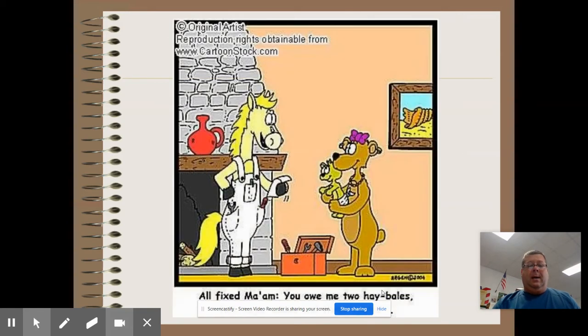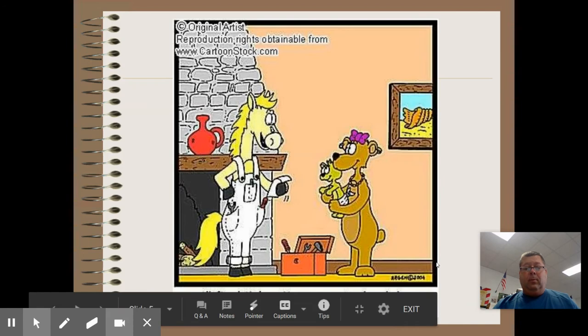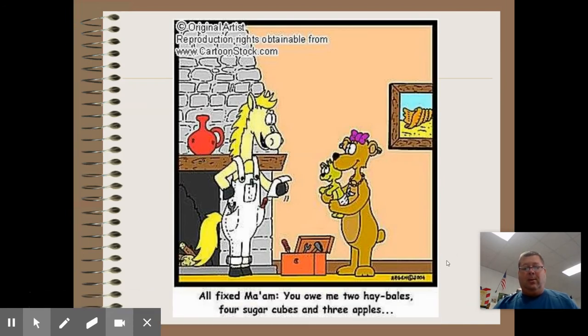Okay. This is just a funny little cartoon. It says, "All fixed, ma'am. You owe me two hay bales." Oops, and that's covered up. I can't see that. So anyway, there it is. Two hay bales, four sugar cubes, and three apples.